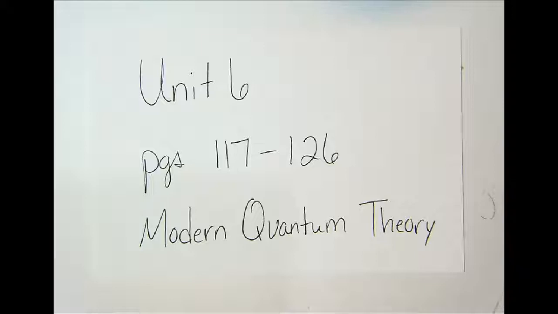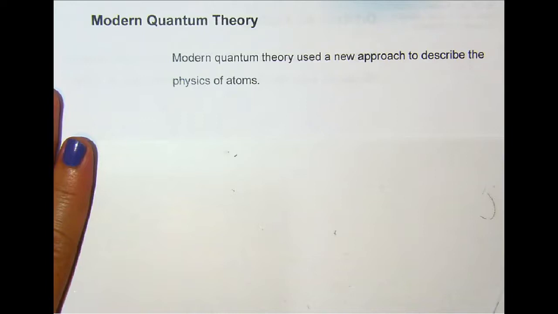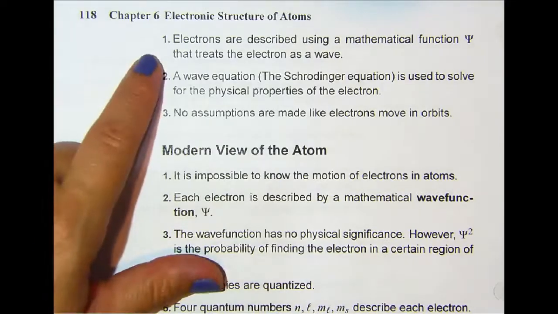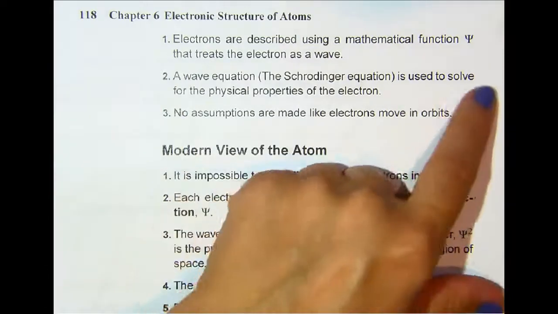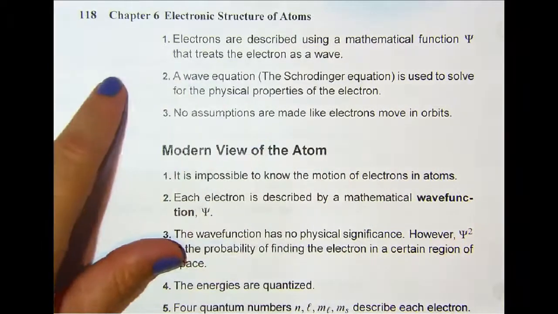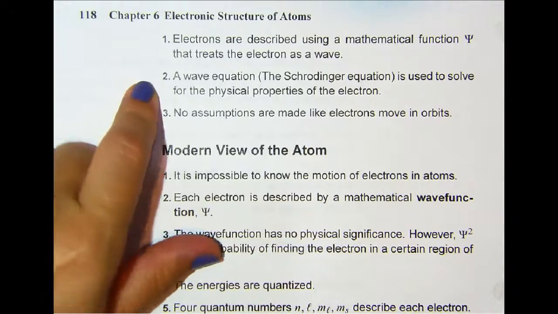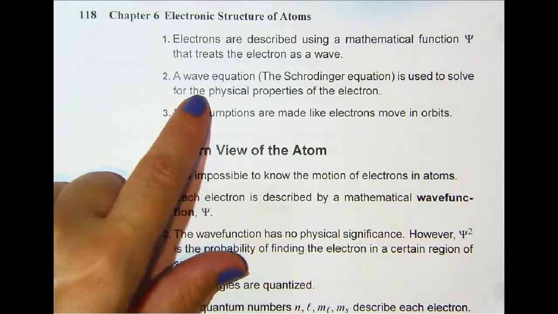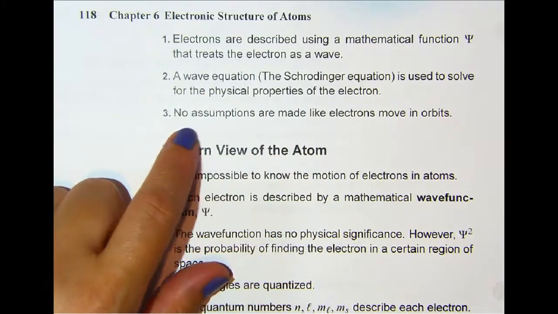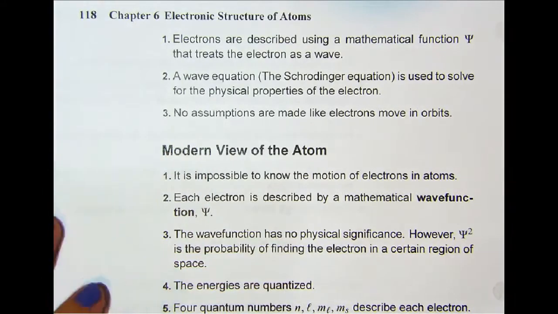Unit 6, pages 117 to 126, Modern Quantum Theory. Modern quantum theory used a new approach to describe the physics of atoms. Electrons are described using a mathematical function psi that treats the electron as a wave. A wave equation, the Schrödinger equation, is used to solve for the physical properties of the electron. No assumptions are made, like electrons move in orbits.